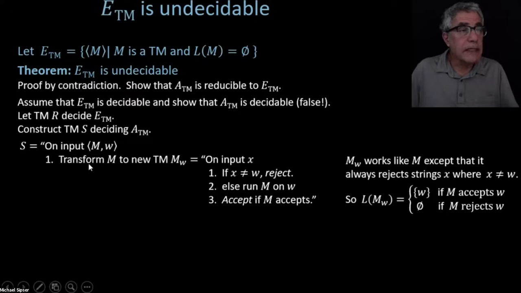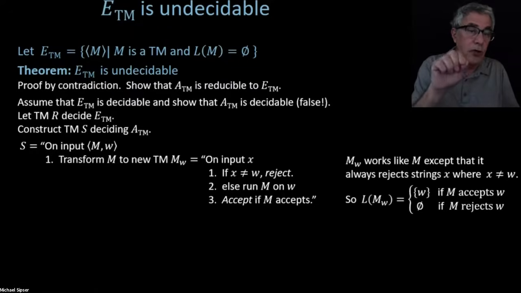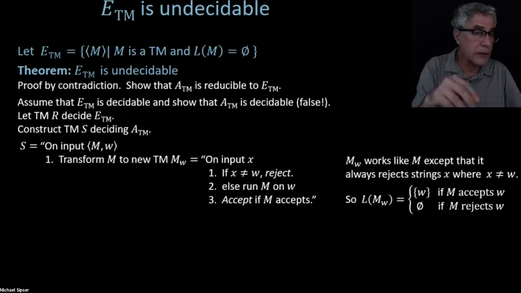transformation is simply taking M and adding some new rules, some new transitions and states, so that the very first thing that M sub W does is it just has a sequence of moves where it's checking that the input string is equal to W or not. And if it's not equal to W, it just rejects.